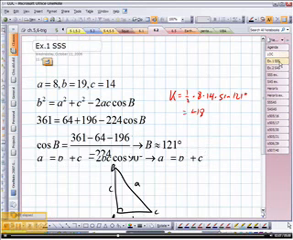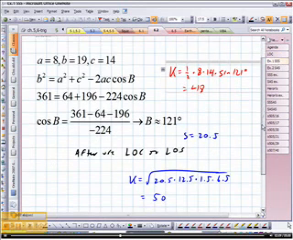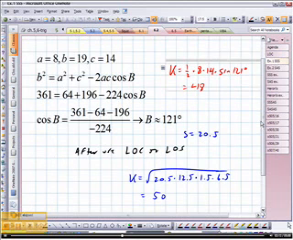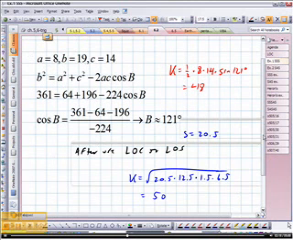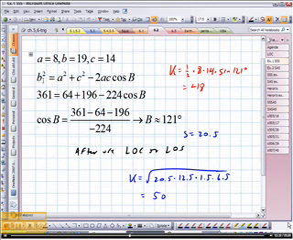Here's an example if you have side-side-side. You have three sides, 8, 19, and 14, and you'd like to find out, first of all, angle B. To get angle B, we set this up as b squared is equal to a squared plus c squared minus 2ac cosine b. We plug in these three numbers, and we solve for cosine b. There's no reason to memorize the formula for cosine b or cosine of any angle. You can always just memorize this one and then solve it algebraically. Put it in the calculator, you get b is 121 degrees.